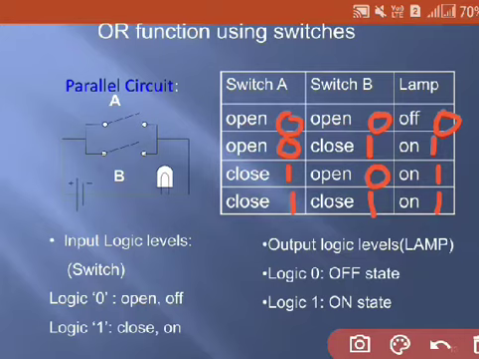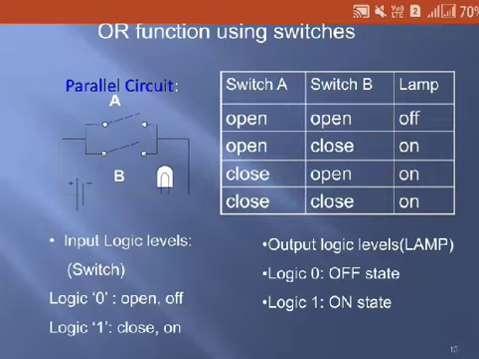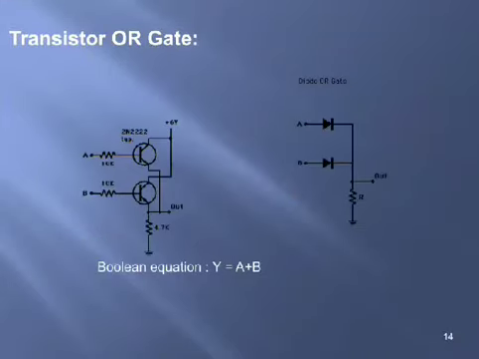Here you are considering the input logic level as logic 0 when the switch is open or off, and logic 1 when the switch is closed or on. Similarly for output logic levels, logic 0 you are considering for off state of the lamp, and logic 1 you are considering for on state of the lamp. So based on this you are deriving this truth table. Next we will see the implementation of OR gate.